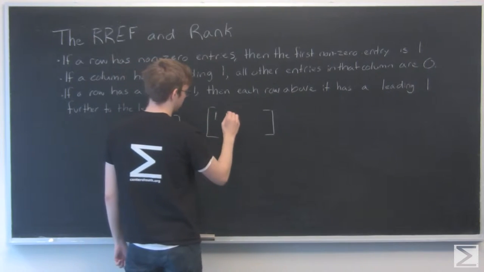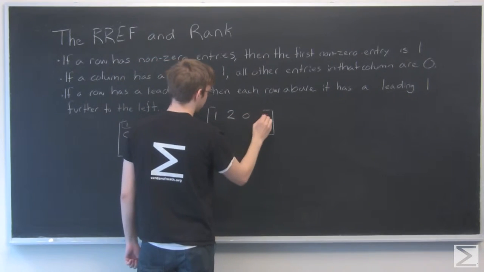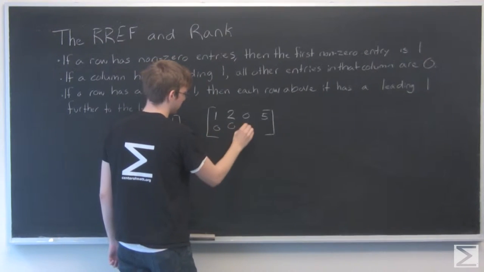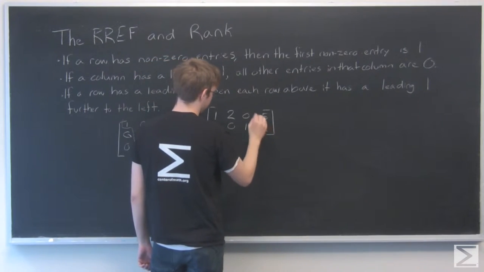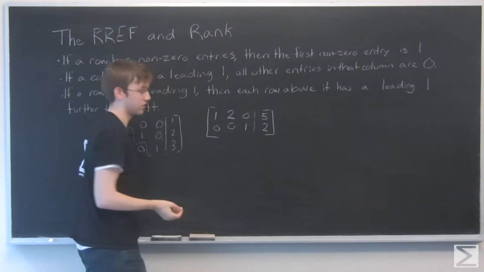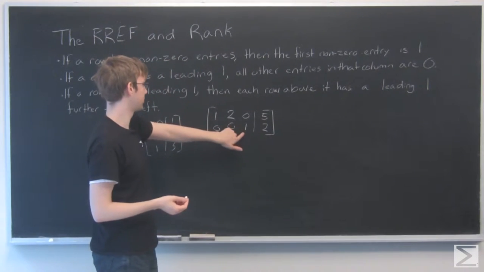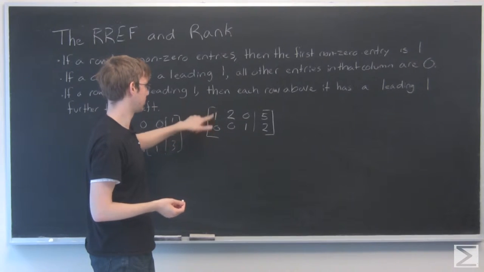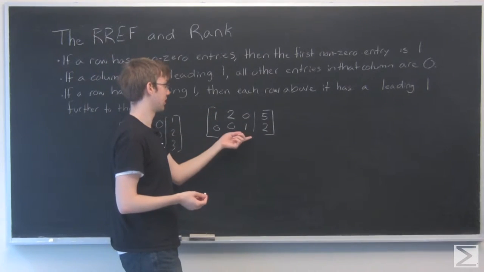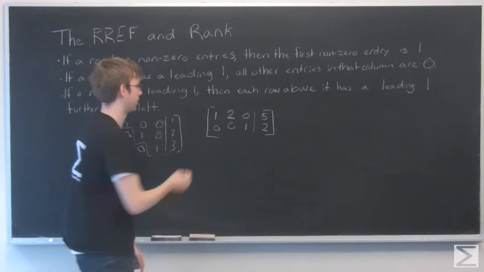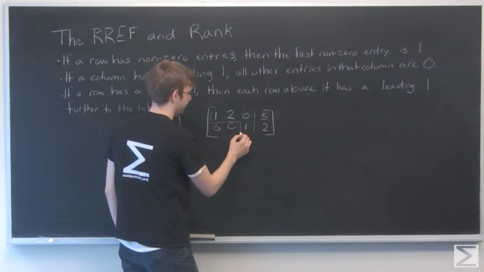Say I have one that's 1, 2, 0, 5. I'll have 0, 0, 1, 2. This is also an RREF. It still contains all the same rules. We got leading ones. Ones are the only numbers in their column. And the leading one above it is further to the left. This makes a staircase like that.